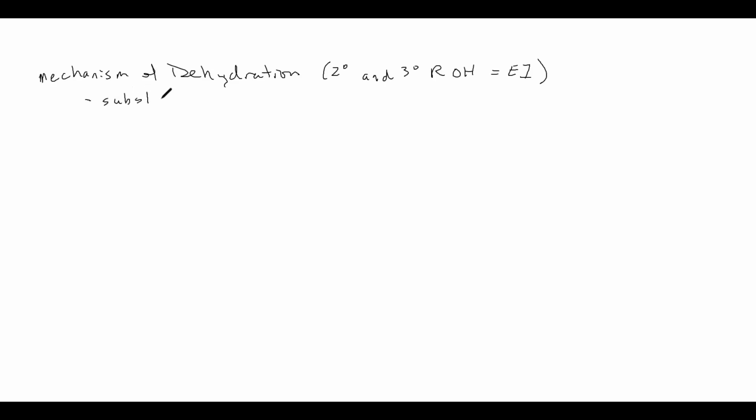All right, so when we look at the mechanism of dehydration, what we're going to see is that when we have secondary and tertiary alcohols, our mechanism will proceed via E1. Okay, and our substrate will be a protonated alcohol.